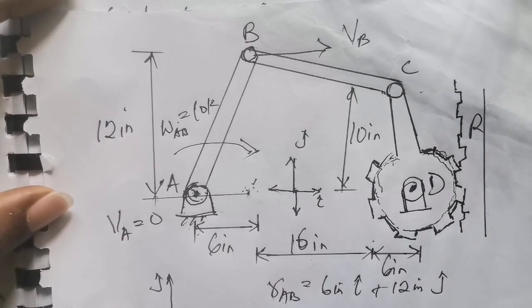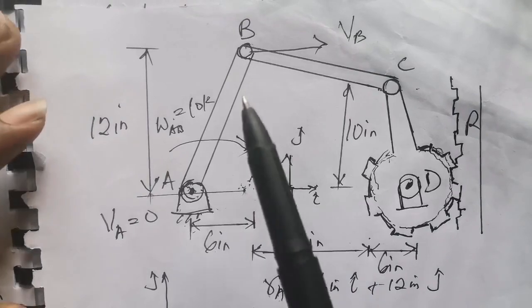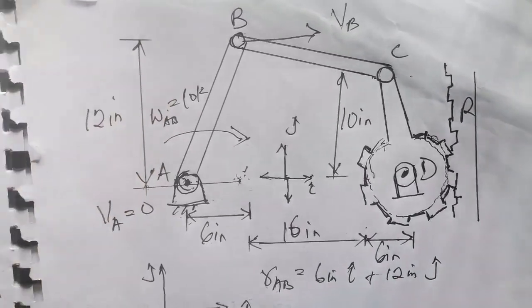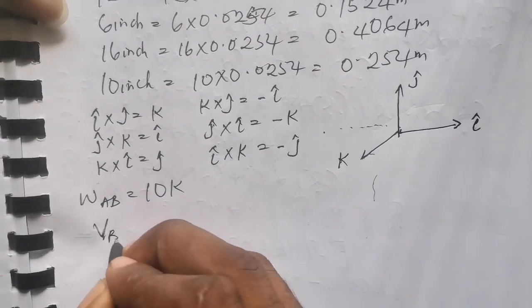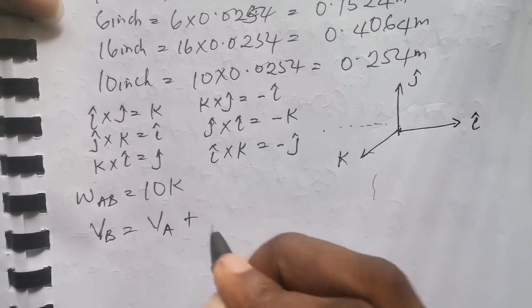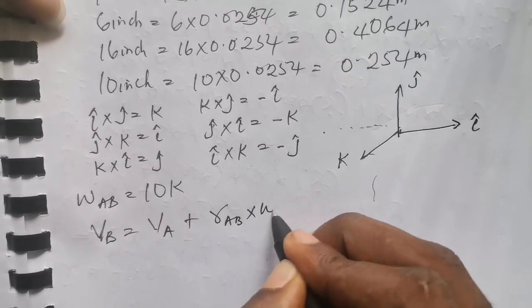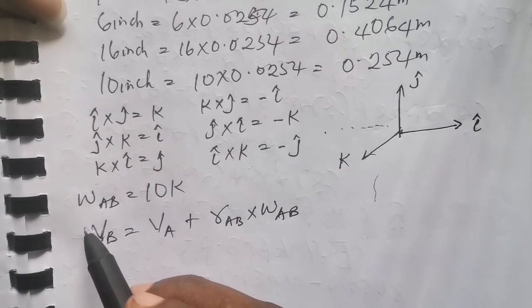So always start your analysis considering the fixed point. So we can start with point A, since point A is fixed. And I also said to find the speed at point B, which is the free end. Now, we are going to have the equation to be: the velocity at point B is given as the velocity at the fixed point, which is point A, plus the position vector between A and B multiplied by the angular speed along AB. This gives us the velocity at the free end.